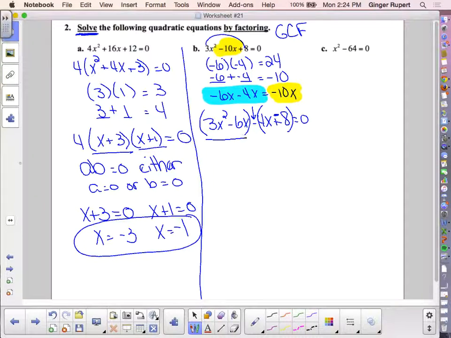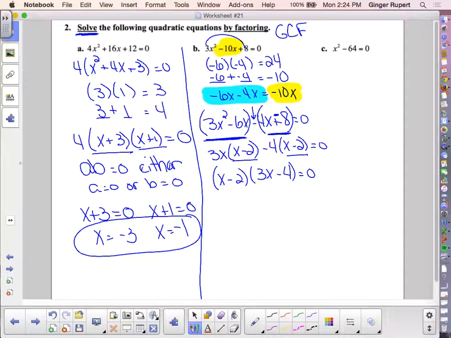So now look at this first group. Factor out the greatest common factor, which will be 3x. That will leave you x minus 2. Look at this second grouping. Factor out a 4. That will leave you with x minus 2. At this point, you should have a common binomial, x minus 2, in each of those terms. Factor out the x minus 2. What's left is 3x minus 4 equals 0.